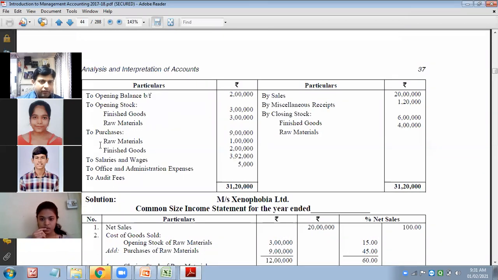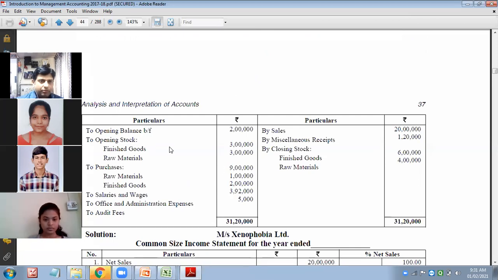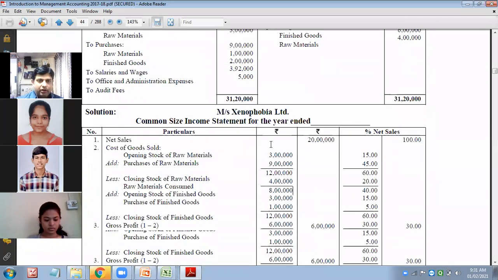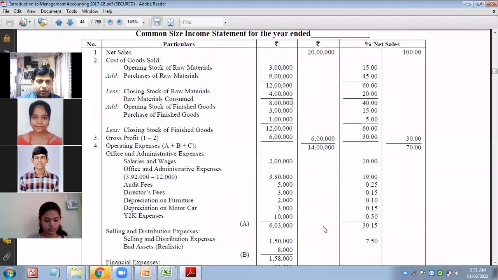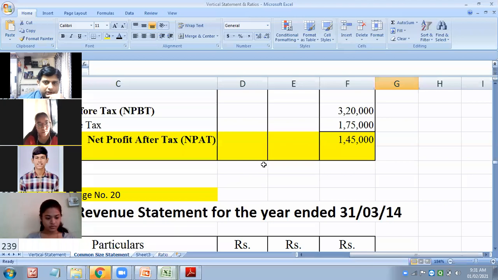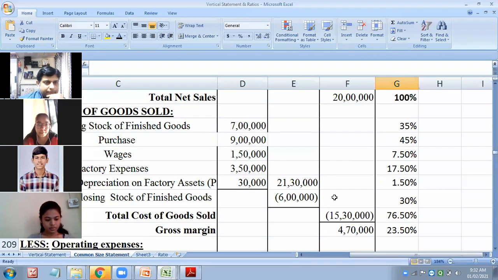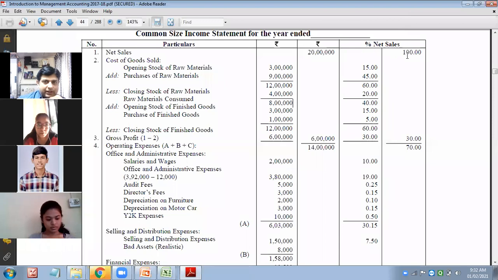So what we did, from this T form, which is given by the company, or horizontal form of income statement, first and foremost, we have converted them into a vertical statement. Just now you have seen what I did here. Yes or no? So first we have converted them into a vertical statement. Okay. Then we have considered sales as 100% and started doing for every item what is the percentage of net sales.